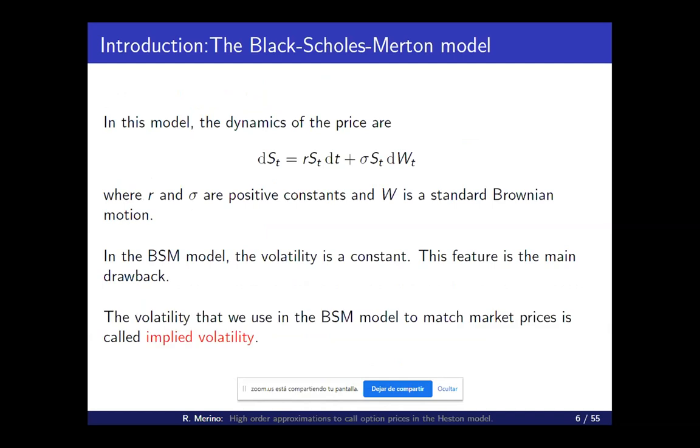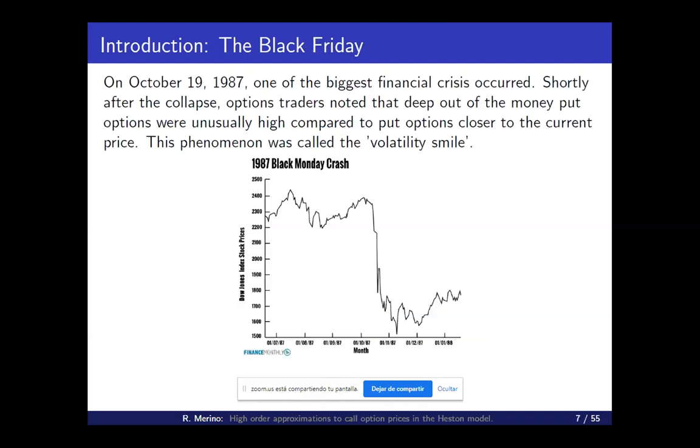The volatility that we use in the Black-Scholes-Merton formula to match market prices is called implied volatility. And normally when we see quotes on the market, the quotes are based on the implied volatility. We can see prices and sometimes we can see implied volatility quotes, okay?